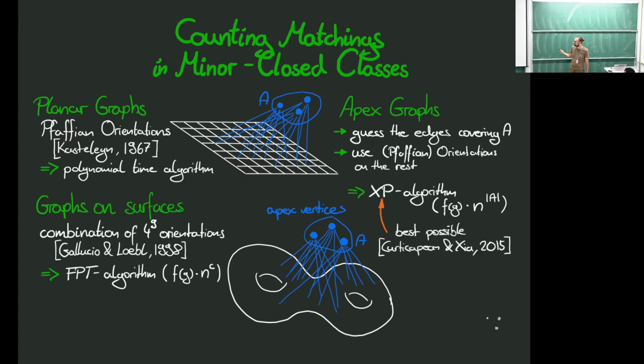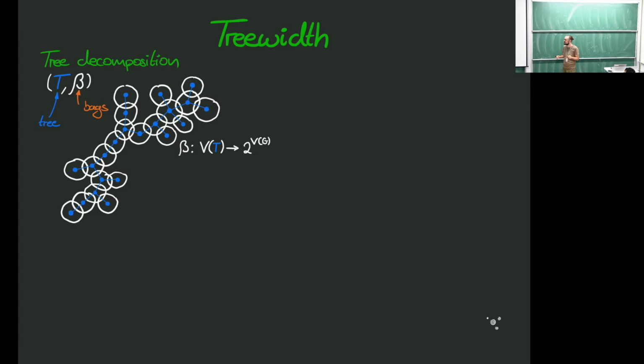So this is what we had in the more topological sense. Let's go one step further. On what other classes can we compute matchings? One way to do it could be to use tree decompositions, which is a very well-used tool in algorithms on structured graph classes.